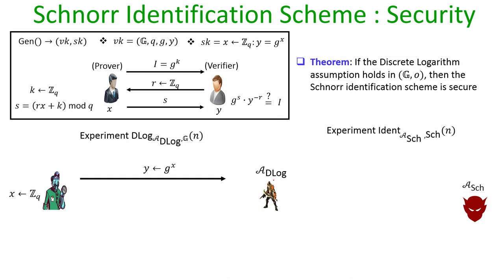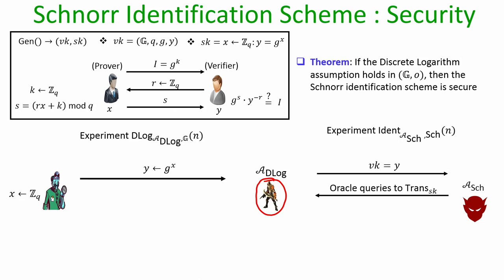So the adversary which we want to construct is a DLog adversary. It participates in an instance of the DLog experiment where it is given g to the power of some unknown x as a challenge, and its goal is to come up with x. It invokes the adversary who can break the security of the identification scheme by setting Y to be the verification key of the identification scheme. Now this adversary could ask for oracle access to the transcript service as per the identification scheme, and this DLog adversary does not know the secret key sk, because the secret key is x, but x is not known to this discrete log adversary.